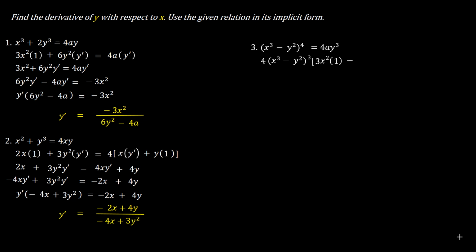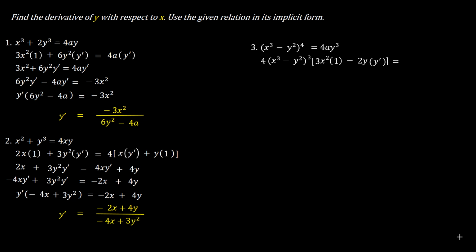Minus the derivative of y squared, also using the power formula: just copy the power, which is 2, multiply by the base y, then subtract 1 from the exponent, or 2 minus 1 is equal to 1. Multiply by the derivative of the base, which is the derivative of y, equal to y prime.